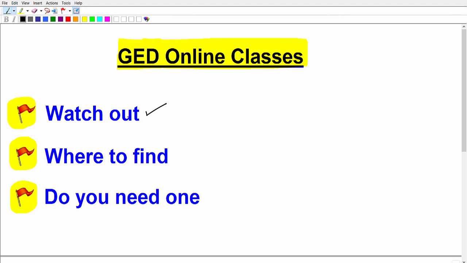Now, my suggestion, and I've done another video on this, is you need to go to the Department of Education website in your state. So, for example, let's say you're in Florida, you just look for Florida Department of Education and then look for GED or adult education. This is critical. You have to start there, okay?